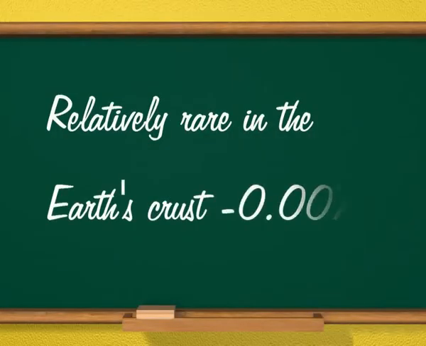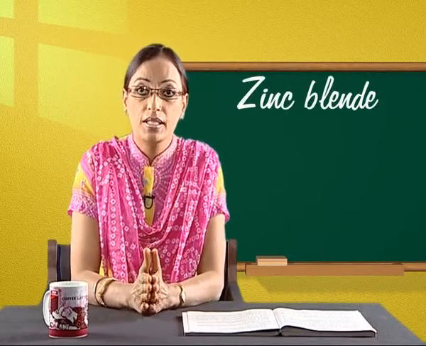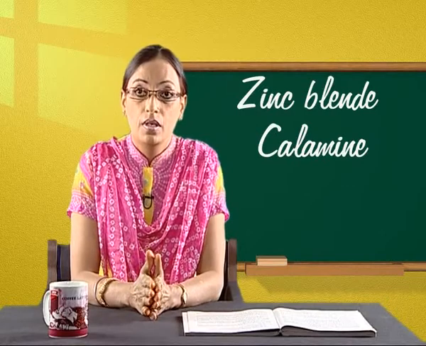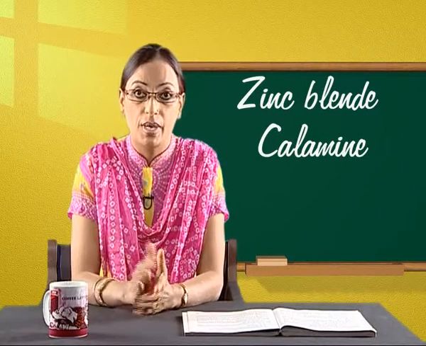Now let me ask you a question. Is zinc available in abundance or is it rarely available? Let me tell you about it. Zinc, which is relatively rare in the Earth's crust, 0.007%, occurs mainly as the sulphide or the carbonate ore, for example, in the ores zinc blende and calamine respectively. Zinc does not occur in native form because it is a reactive metal. Let us have a look at an animation to understand this better.